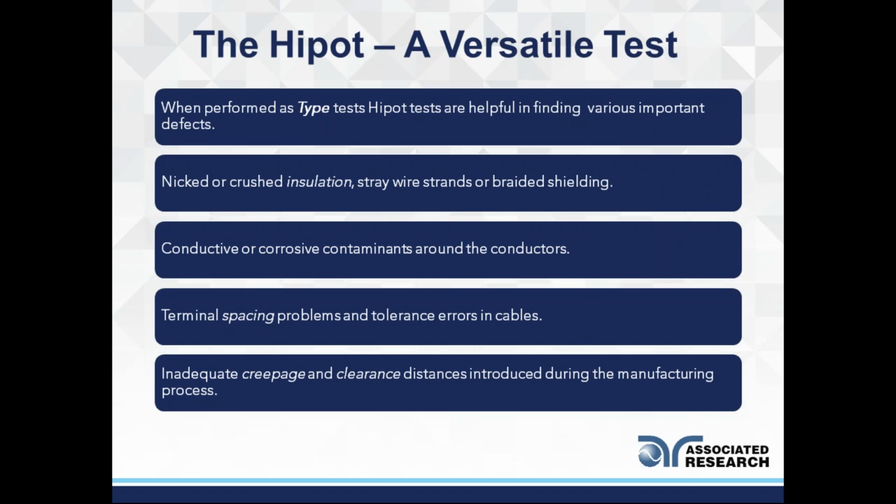However, the parameters may vary depending on the standard you're trying to comply with. When performed as a type test, meaning during the design phase in a lab environment, Hipot tests are helpful in finding various important defects such as nicked or crushed insulation, stray wire strands or braided shielding, conductive or corrosive contaminants around the conductor, spacing problems between terminals, tolerance errors in cables, and inadequate creepage and clearance distances between current carrying conductors on a circuit board or in a product during the manufacturing process.